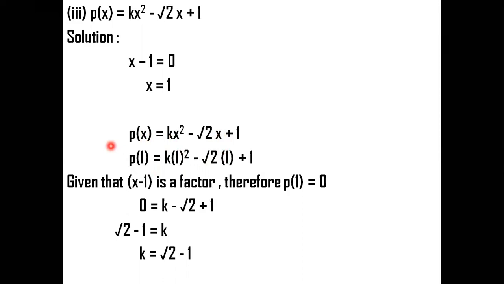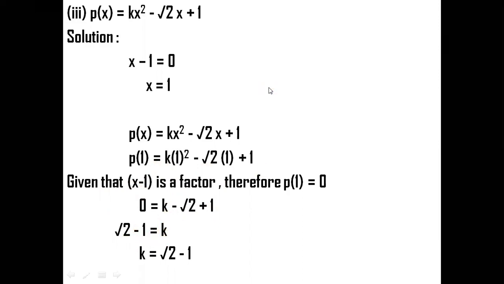And since it is already given in the question that x minus 1 is a factor, therefore p of 1, that is the left hand side, will be taken as 0. So this is 0 is equal to 1 square is 1, 1 into k is k, minus root 2 into 1 is root 2, plus 1. What are we supposed to find? The value of k, right? So k is written as it is. Minus root 2 goes to the other side, it becomes plus root 2, and plus 1 goes to the other side and we get minus 1. So what am I left with on the right hand side? Only k. Everything else is taken on the other side. So what is the value of k? k is equal to root 2 minus 1.